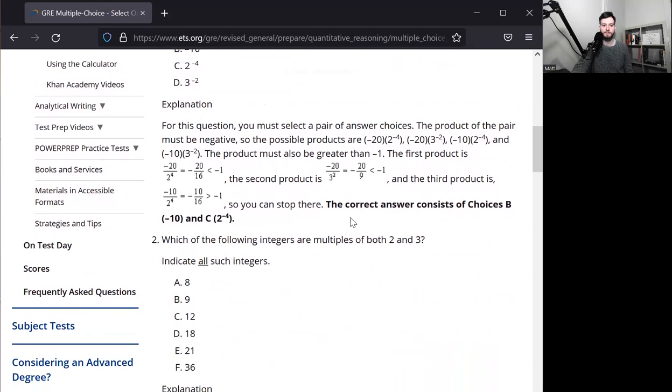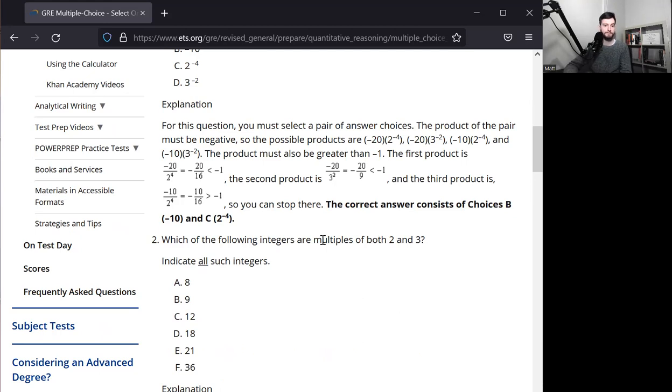Okay, let's keep going. Which of the following integers are multiples of 2 and 3? Multiple just means, like, 6 is a multiple of 3 because 3 plus 3 is 6. 3 plus 3 plus 3 is 9. 3 plus 3 plus 3 plus 3 is 12. Anything that is divisible by 3 is a multiple of 3. Anything that is divisible by 2 is a multiple of 2, obviously.